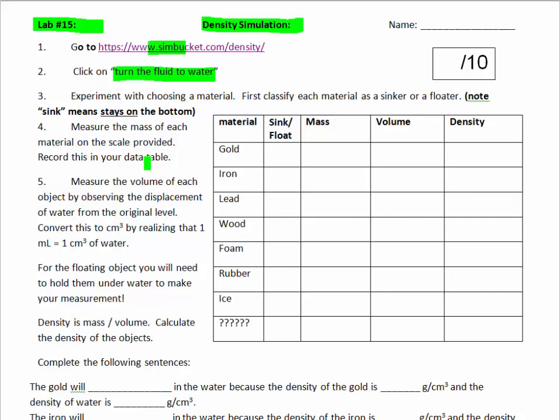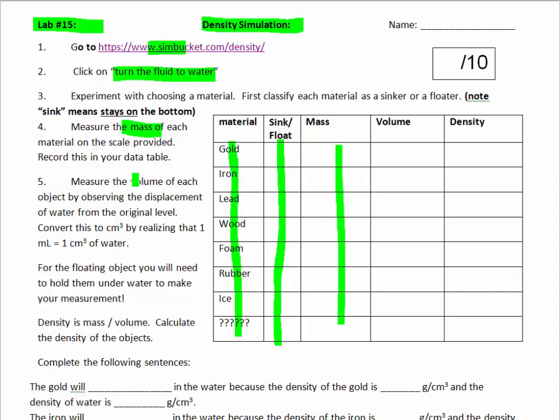And what we're going to do is we're going to have a whole bunch of different materials here, and we're going to dunk them into the water, and we're just going to measure if they sink or float. And we can measure the mass of all of these objects, and we can also measure the volume of each of these objects. Some of them you may need to hold under the water, but you're just going to observe how much the water is displaced by, and realize that 1 cubic centimeter is equal to 1 milliliter, and get their volume.